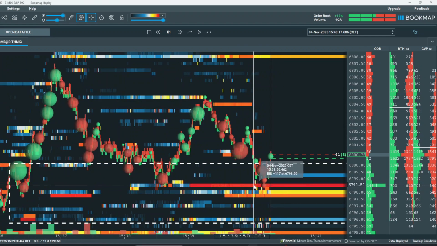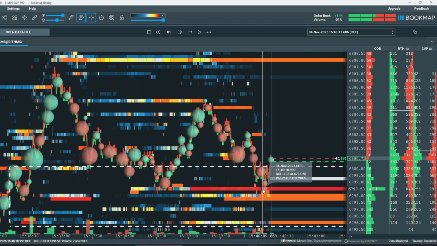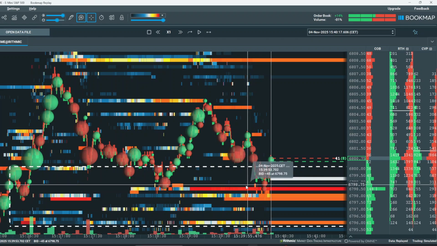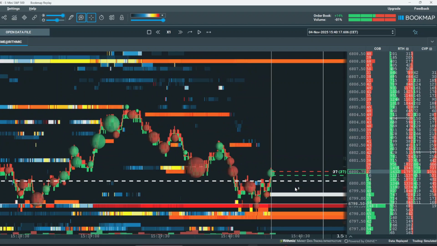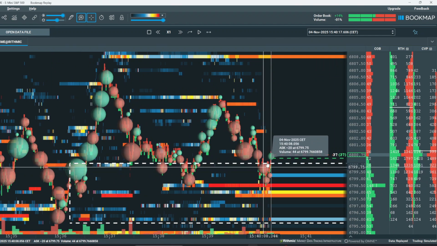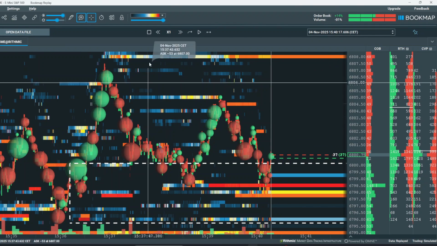And at the same time, it's trying to fill a bid, but the bid is just much bigger. As you can see, the bid is over 120 lots and the selling is only 7 or 11. So they're unable to break and fill that bid. That bid is just passively defending price, and then aggressive buying starts to step in. So this is a perfect entry signal for you right here.